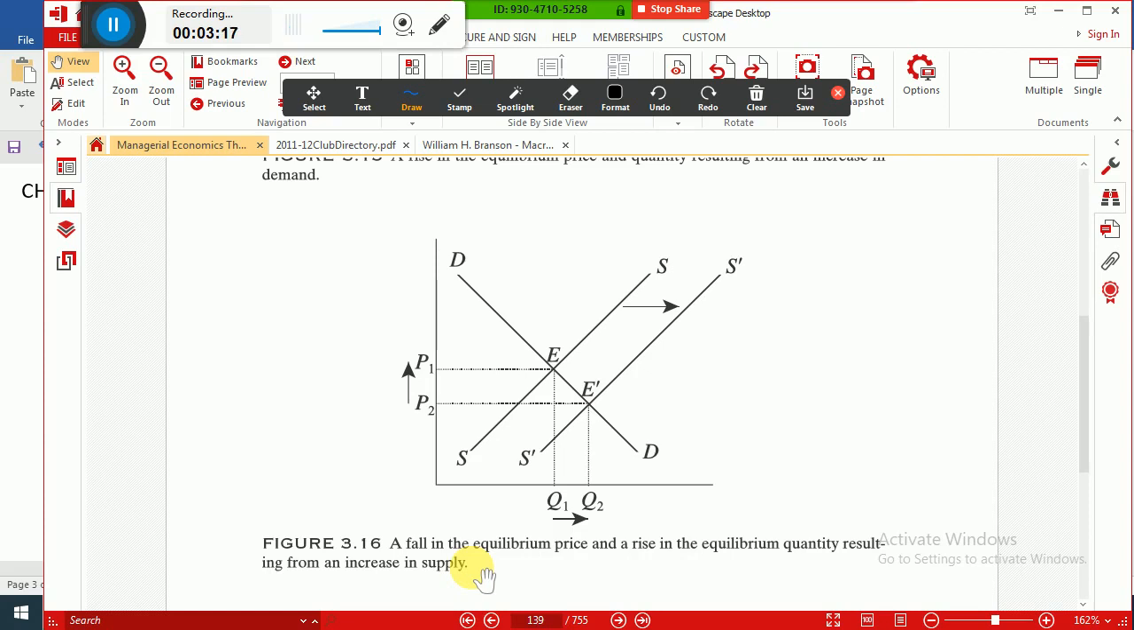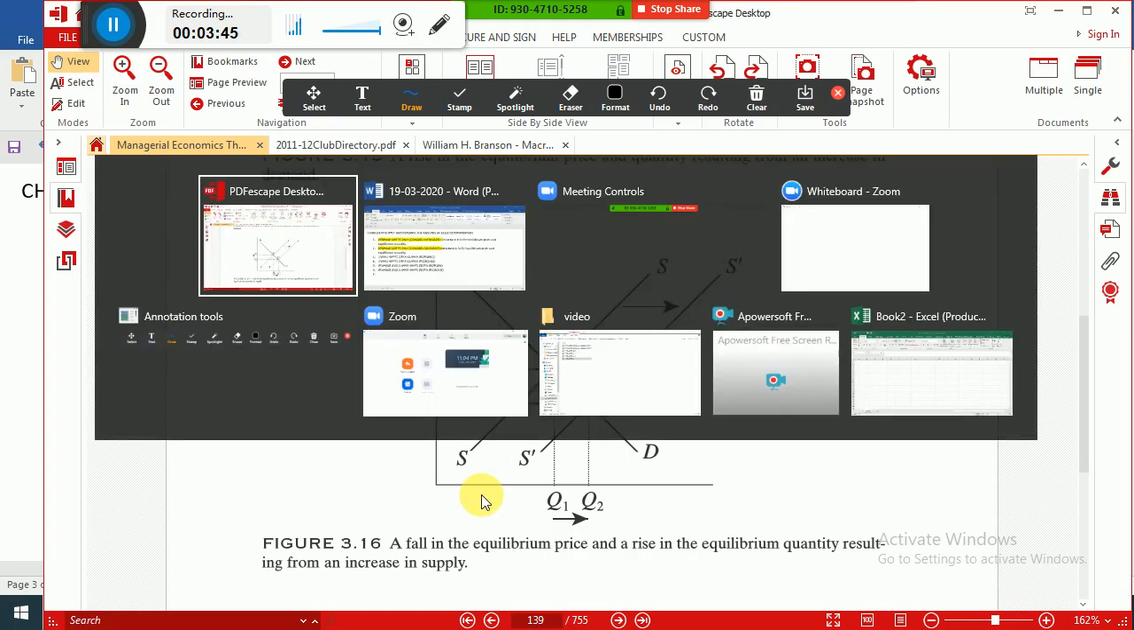Now we will be looking at another diagram, when there is a decrease in supply. So when there is a decrease in supply, the supply curve will shift leftward so that it intersects the demand curve to the left of E, where equilibrium price will increase, but equilibrium quantity will decrease. We can do this in a separate diagram.